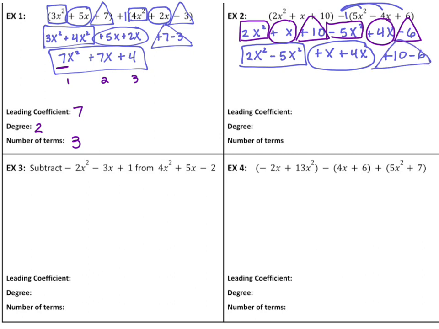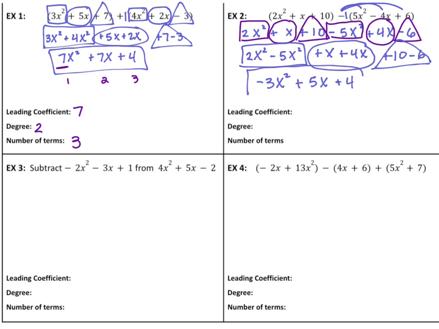And now let's combine like terms. 2x squared minus 5x squared, just take those coefficients and subtract them. 2 minus 5 is -3. Tag on the variable x squared. x plus 4x is 5x. 10 minus 6 is +4.